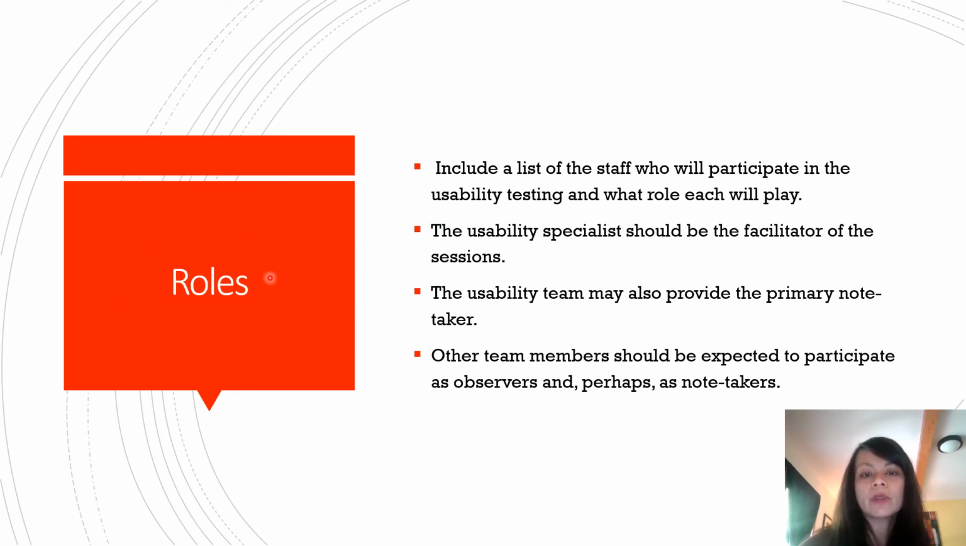Okay, next is the roles. Make sure that you have clear roles in your group. There may be 3 or 4 of you. Include a list of who is going to participate and what role each person will play. The usability specialist should be the facilitator of the session. Who is going to be that? Might be the group rep. The usability team may be able to provide the note-taking. Okay, and other team members can be participating as observers or note-takers, picking up things that might be missed.